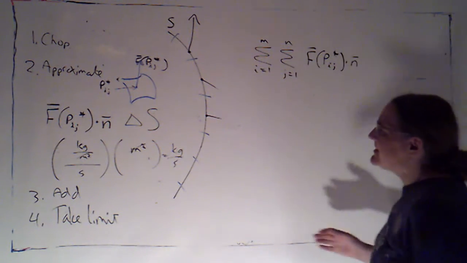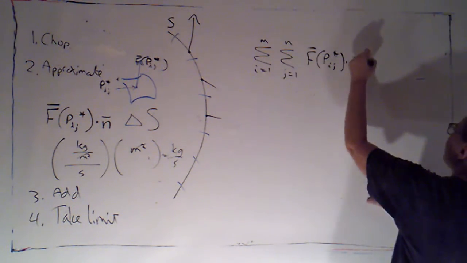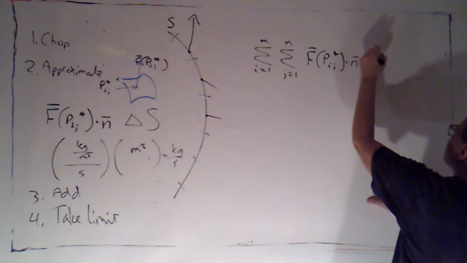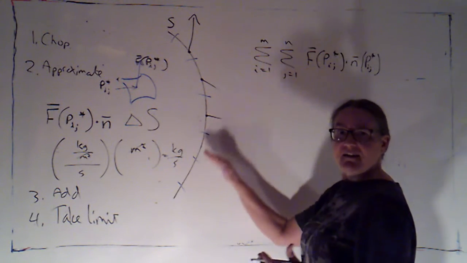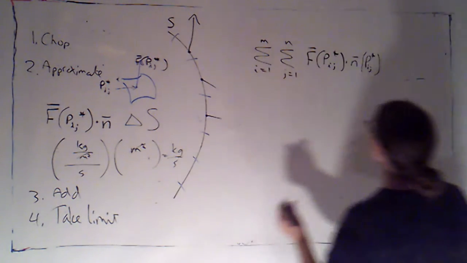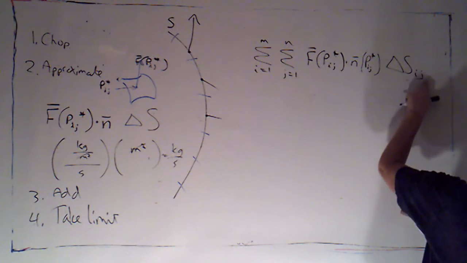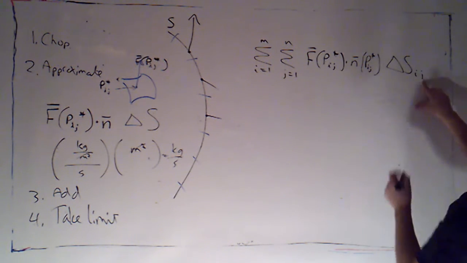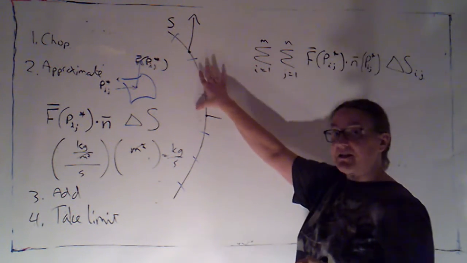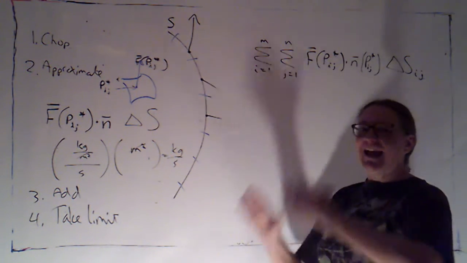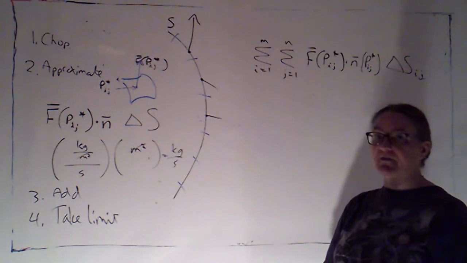And that really is also evaluated at p_ij star. I might as well write that in, because the unit normal vector is varying. What's normal to this surface is a function of the point that I'm at, times delta s_ij. Now, I'm putting the ij here because generally when I chop up a potentially curved surface, I don't chop it up into nice regular pieces that all have the same surface area.